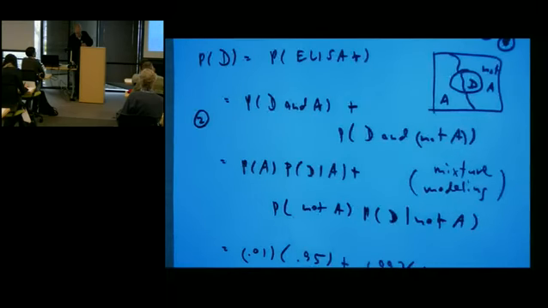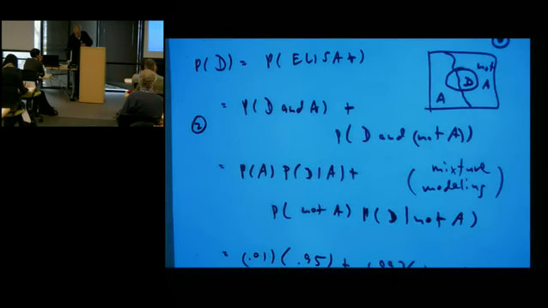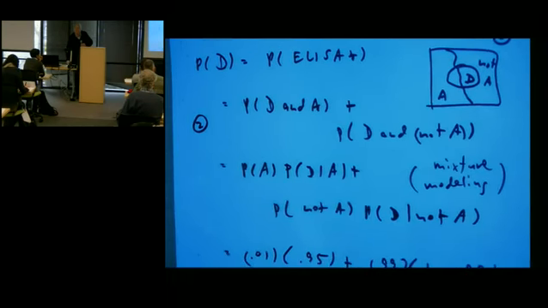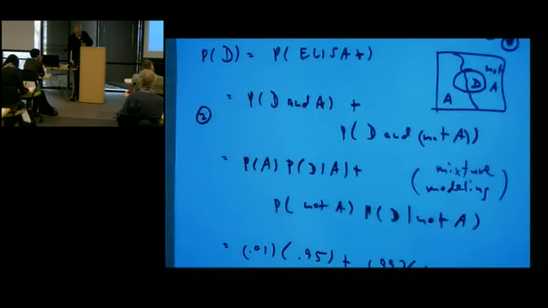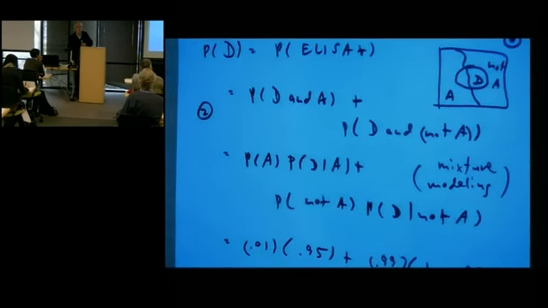A is 0.01, not A is 0.99. D given A is the sensitivity, and D given not A is 1 minus the specificity. We know all those things, so we can work it out, and we get that same number, 0.0293.